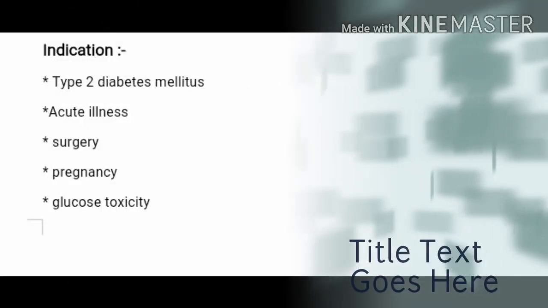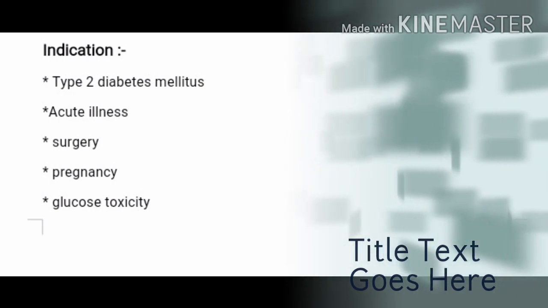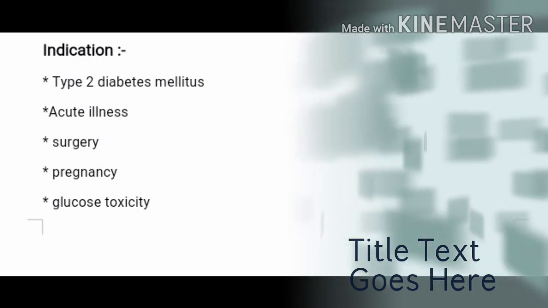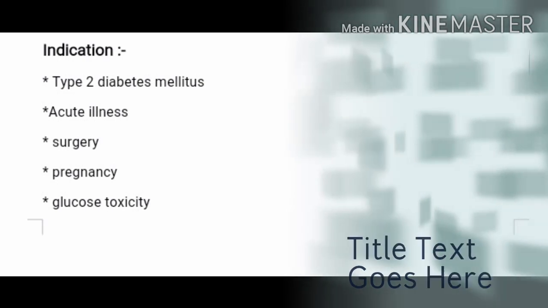Then, indication of insulin. In which conditions should insulin be given? First, type 2 diabetes mellitus, acute illness, any surgery, pregnancy, glucose toxicity.